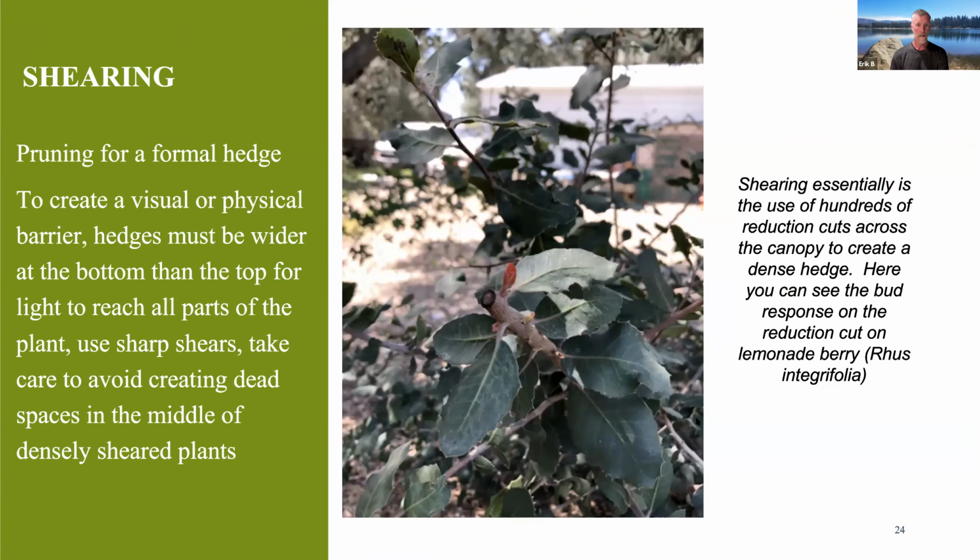Okay. Shearing, essentially, sorry, is the use of hundreds of reduction cuts along the canopy to create a dense hedge. Here you can see the bud response on the reduction cut on lemonade berry.